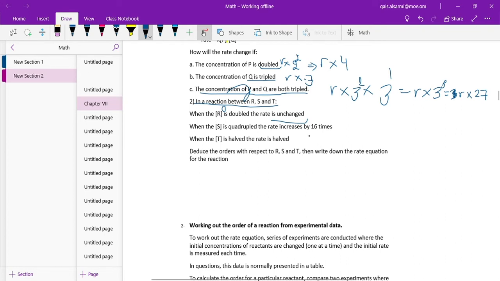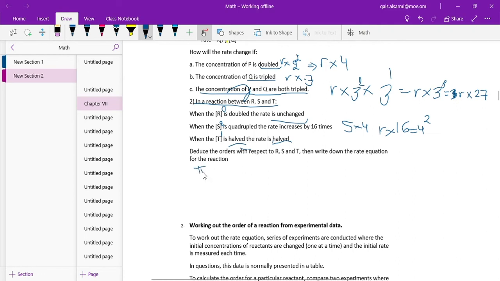When S is quadrupled, the rate is increasing by 16. So if S is multiplied by 4, the rate is multiplied by 16, which is basically 4 power 2. So therefore, the order of the reaction with respect to S is second order. For T, when T is halved, the rate is halved. So whatever applies to the reactant applies to the rate. So therefore, T is first order, or the order of the reaction with respect to T is first order.